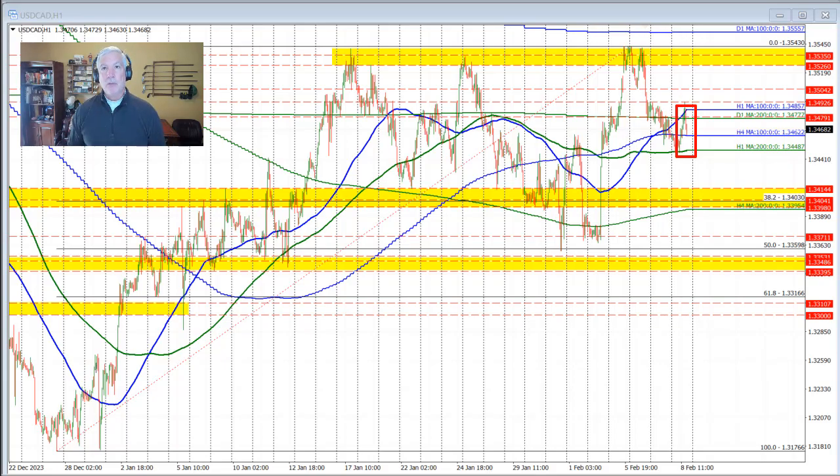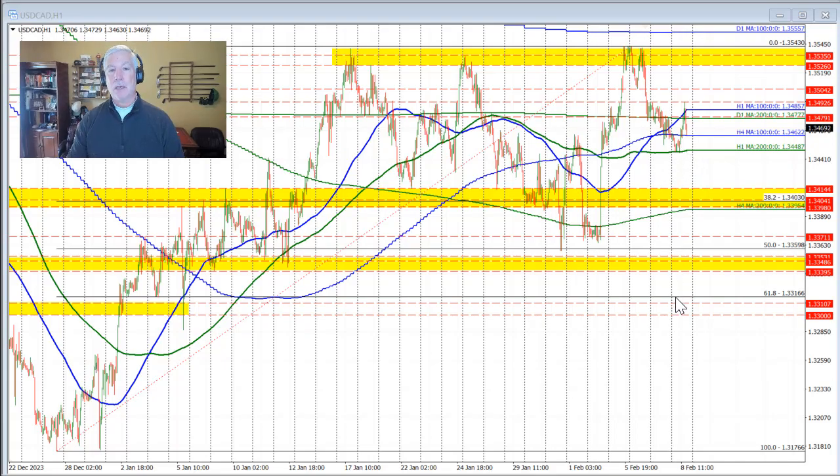upside. Get below the 100-bar moving average of the 4-hour chart, and then we look back down toward the 200-hour moving average. We did have two tests of that moving average in trading here today. Couldn't get below it, so getting below that level right here would be a key break going forward for the dollar versus Canada. So there you have it, a technical look at the dollar versus Canada.